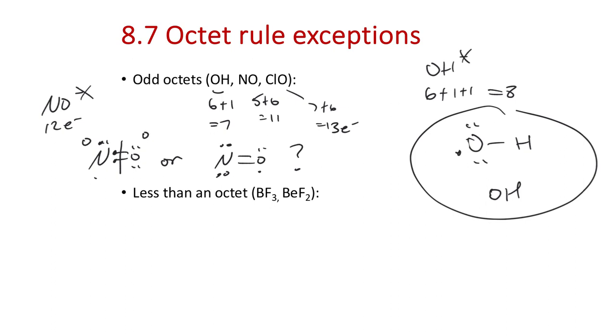And if we look at the second structure, notice how this probably doesn't look as good. Nitrogen's 5 minus 6, that's minus 1. And oxygen is 6 minus 5.